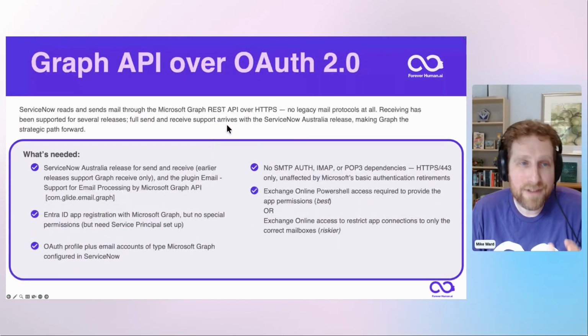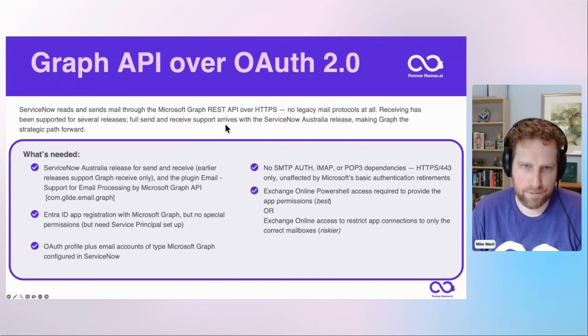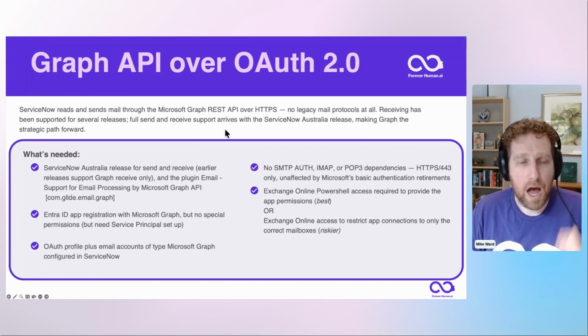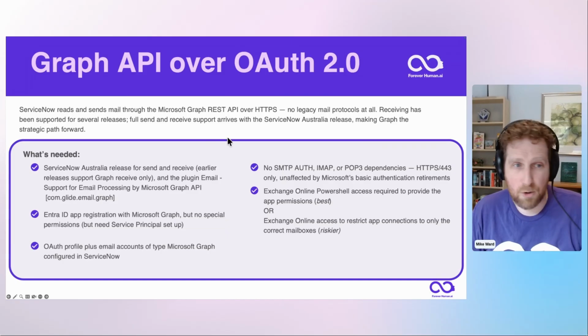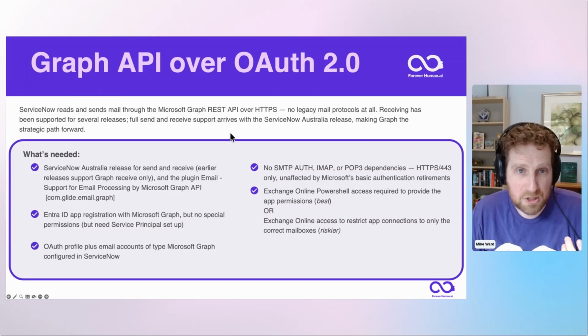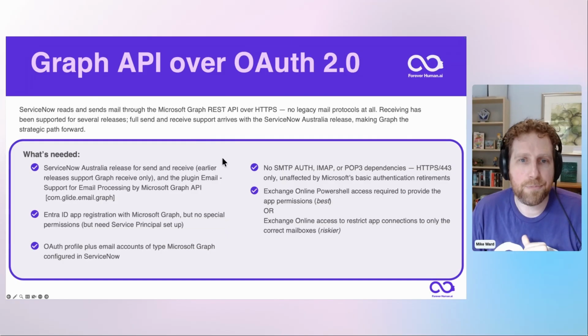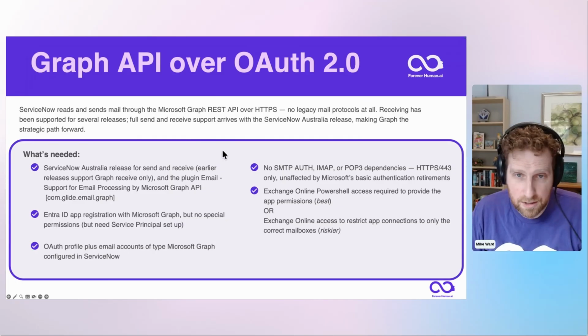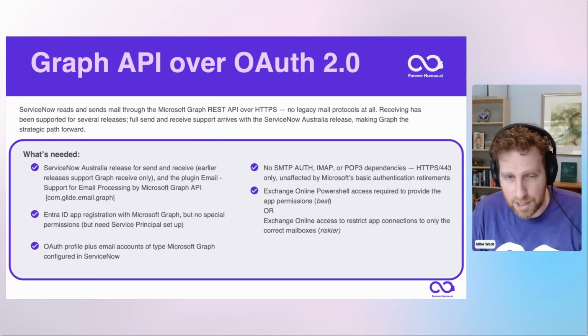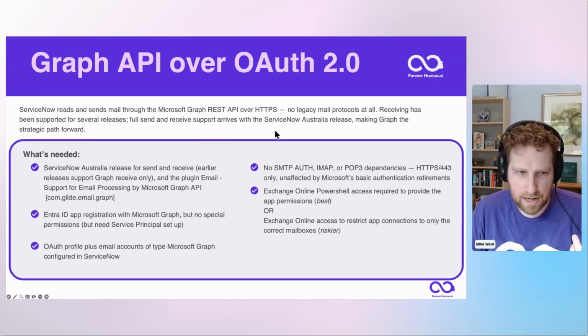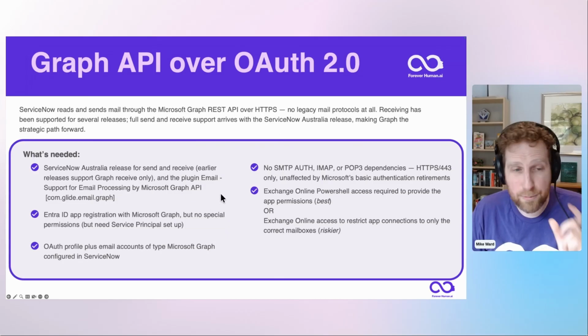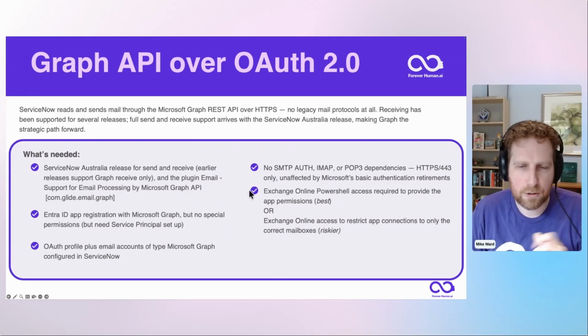Now, the new fancy one is this Graph API over OAuth. I like this for a couple of reasons. One, just dealing with REST calls is much easier. They show up in the outbound HTTP requests because it's just HTTP calls. You don't need a service account here, so you don't need any licensed mailboxes. These can all just be shared mailboxes. Also, the permissions are quite a bit more narrowly scoped.